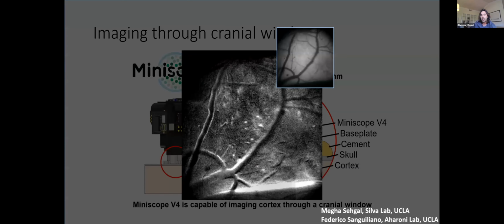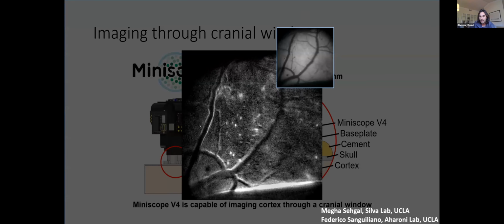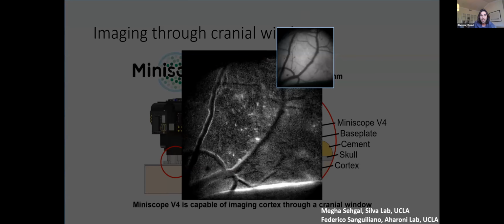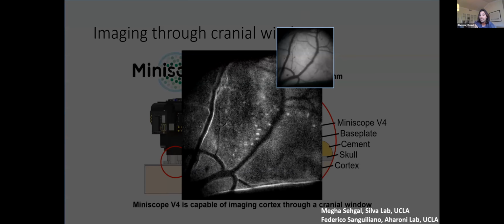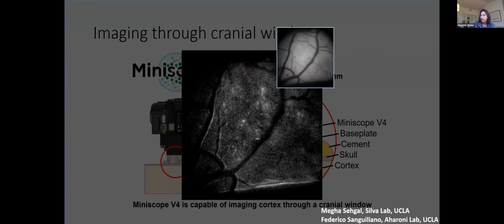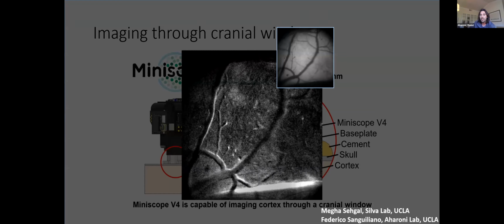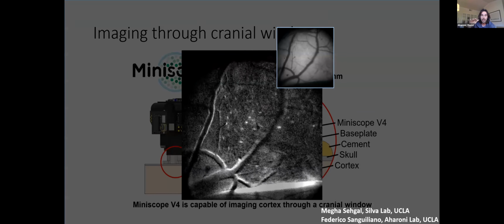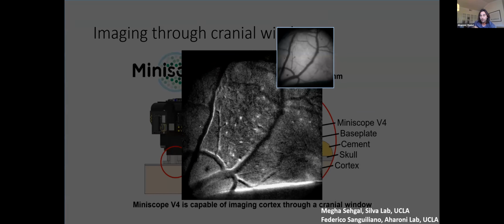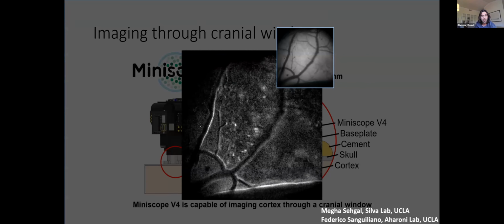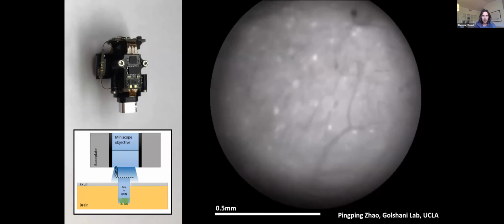This is an example of one of these recordings done by Mega Siegel at UCLA in Alcino Silva's lab. We've also swapped out some of the lenses to give us a larger field of view, so maybe this field of view is closer to 1.5 millimeters. This is imaging retrosplenial cortex through a cranial window, which is really great. That mouse was actually prepped for a whole batch of 2-photon experiments, and when she was done with those experiments, we threw on a Miniscope base plate and imaged with the Miniscope.